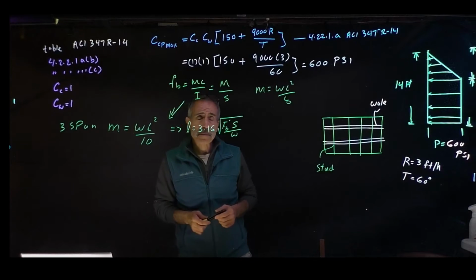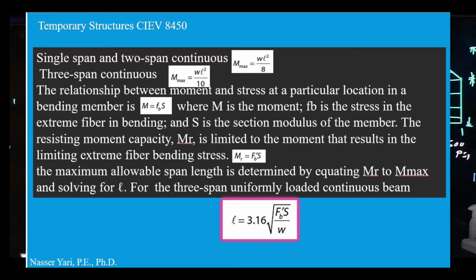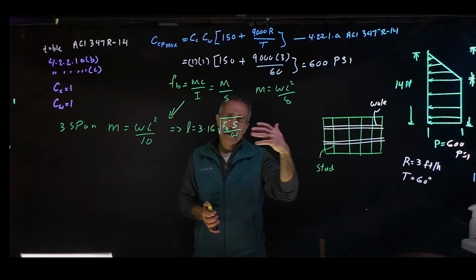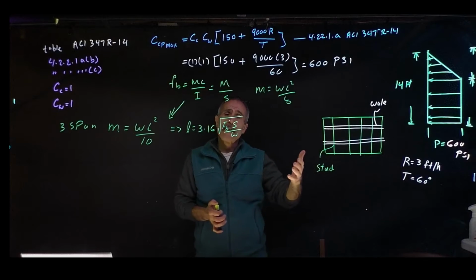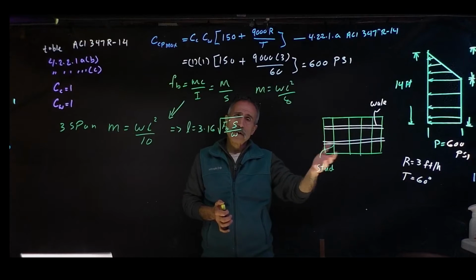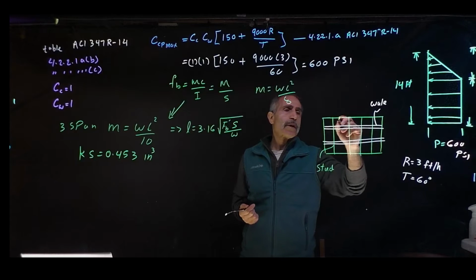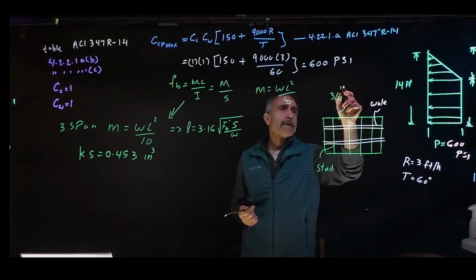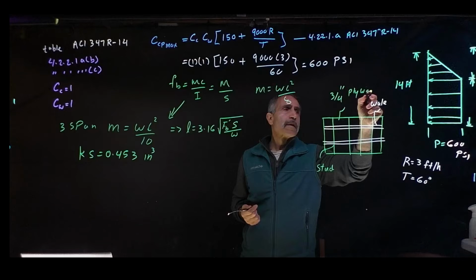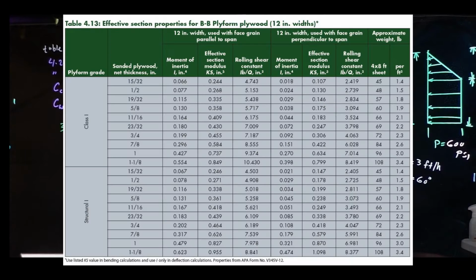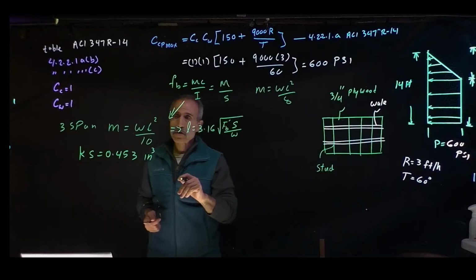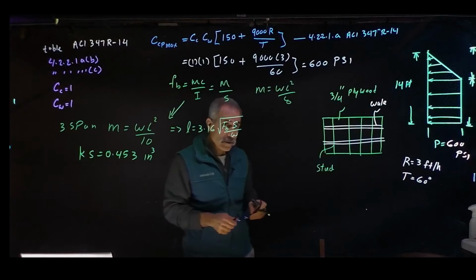The reason we have F'b is that this is timber, so we have to get the adjusted bending stress, which depends on the NDS specification, the situation and the conditions you have for the plywood. For let's say 3/4 inch plywood, the section modulus KS from a table is 0.453 inch cubed. Then we can calculate this equation. We need to find F'b first.